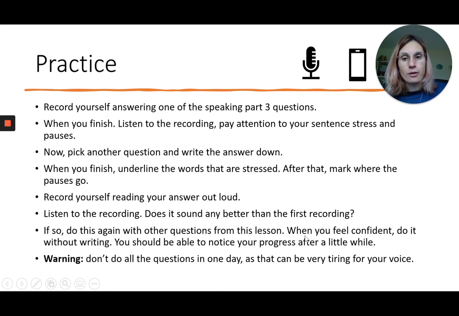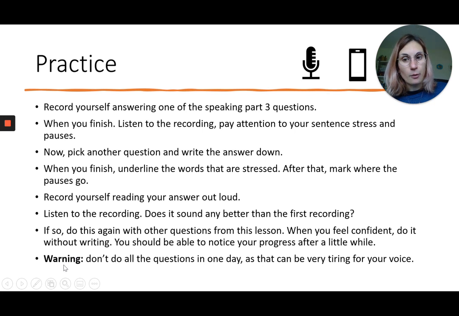And when you feel confident, you can do it without writing. So just start writing the answers first and then marking the pauses. And then after you feel more confident, do it without writing anything. Just pause where it's natural. You should be able to notice your progress after a little while. So after you do this a few times, you notice how much better you're getting.